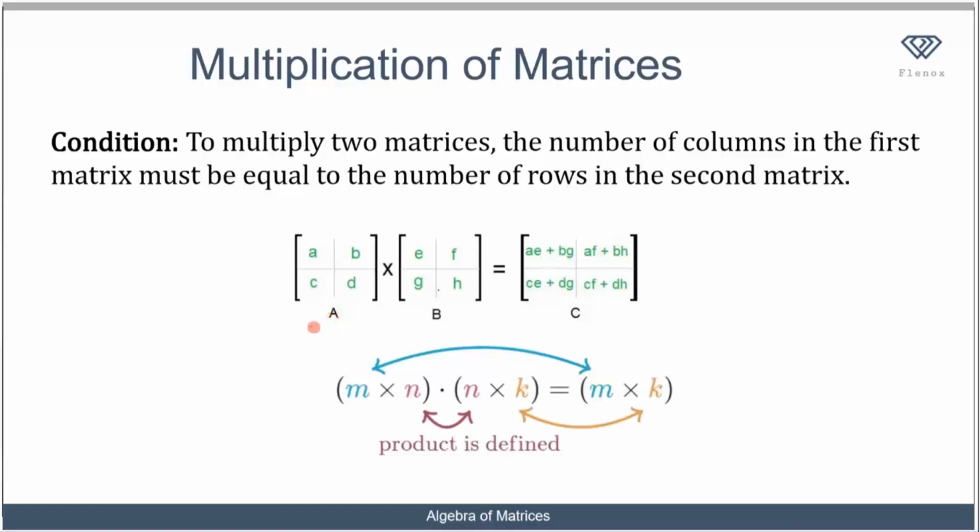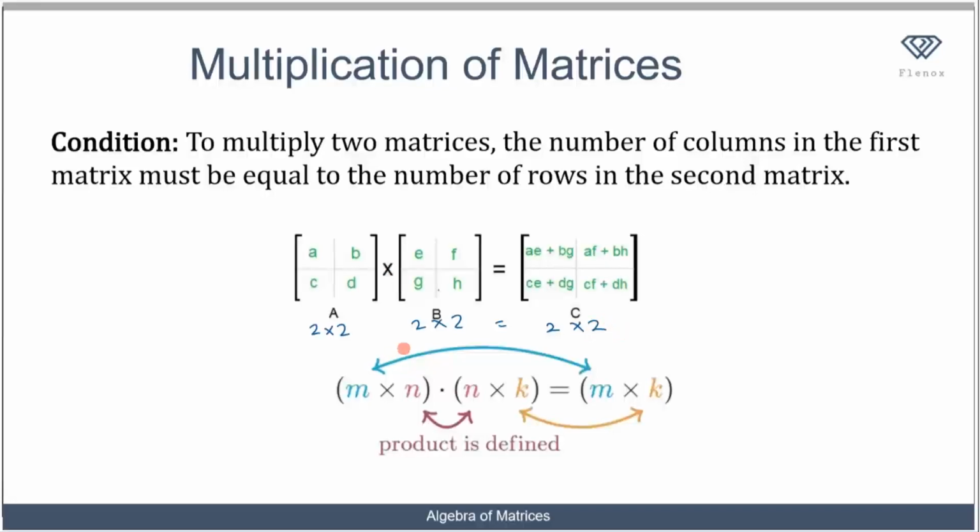So here you have a 2 by 2 matrix multiplied by a 2 by 2 matrix. So the resulting matrix is going to be the number of rows in the first matrix, which is 2, by the number of columns in the second matrix, which is 2. So the resulting matrix is going to be a 2 by 2 matrix.